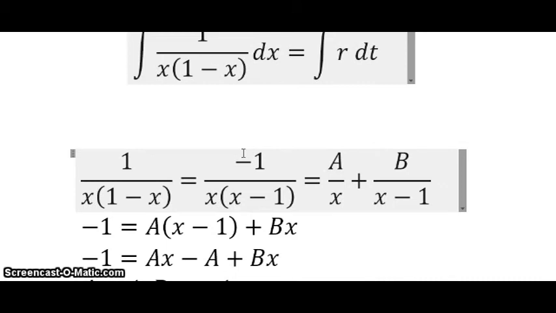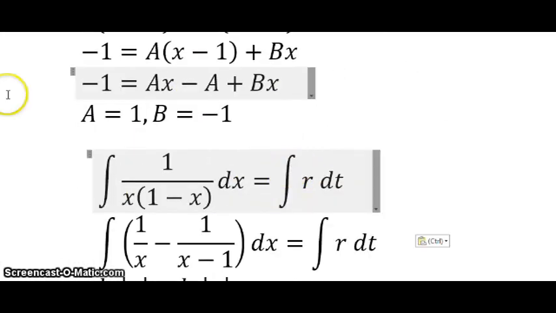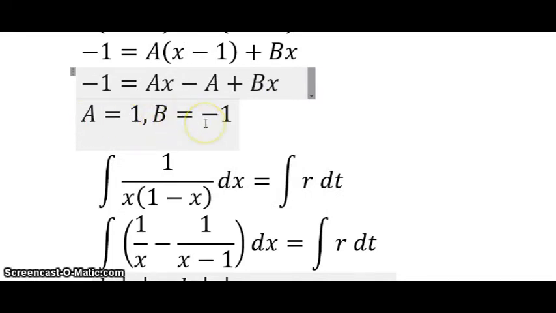Just make sure that from the equation we get 1 over x times (1 minus x), and we multiply this part by minus 1, so we get minus 1 here, and the expression becomes x times (x minus 1). So we can divide this equation into two parts, A over x plus B over (x minus 1). Since this gives minus 1 equal to A times (x minus 1) plus B times x, we simplify and get the result: A is equal to 1 and B is equal to minus 1.